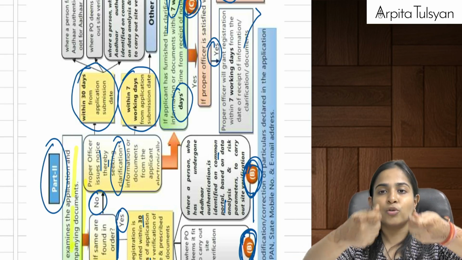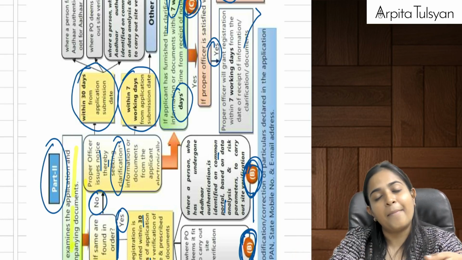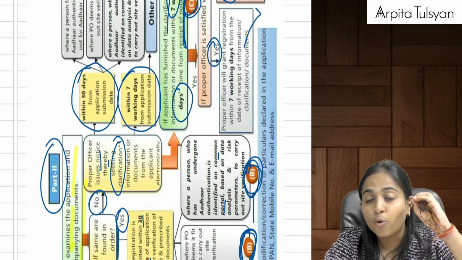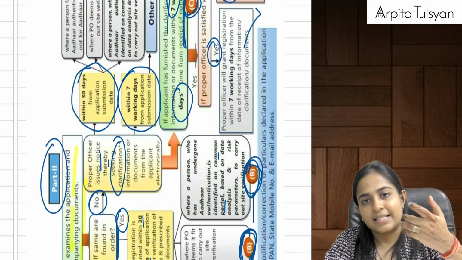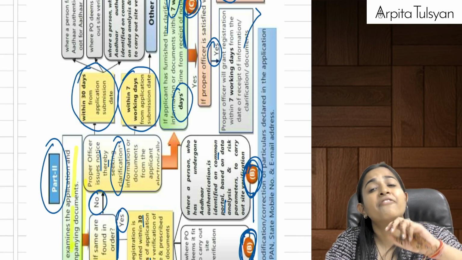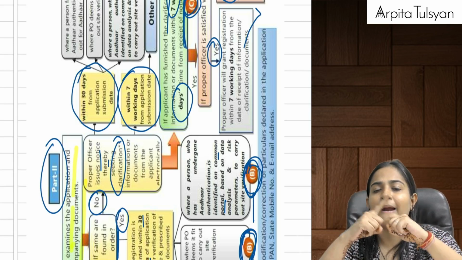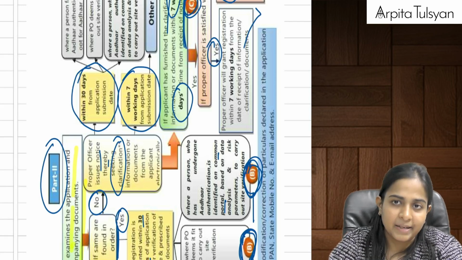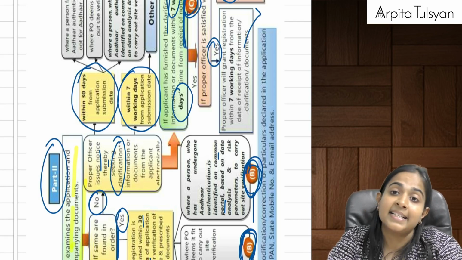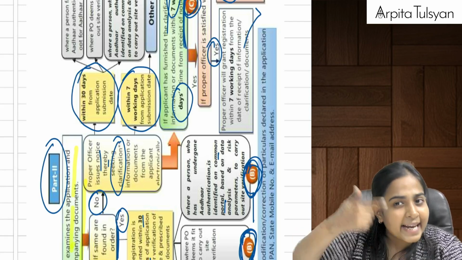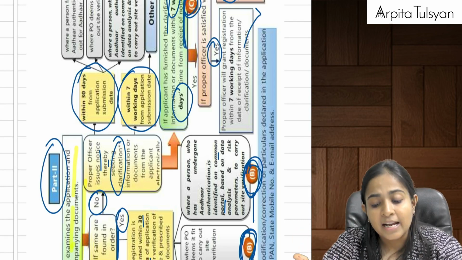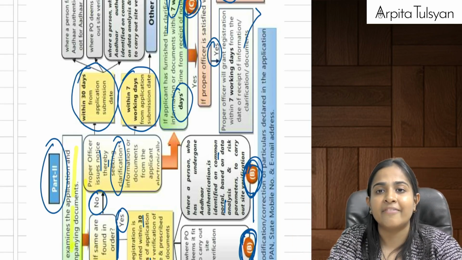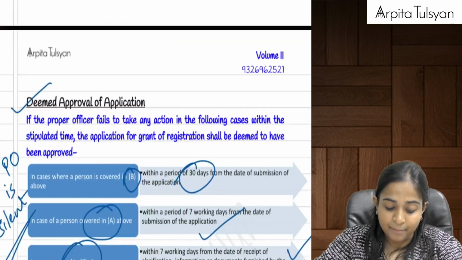Once they issue me a notice, I have to reply to them within a time period of 7 working days. If I don't reply, then they will reject my application. If I reply, but that is a nonsense, unsatisfactory reply, again they have the right to cancel my application. If I reply and that is a satisfactory reply, then within the next 7 days the proper officer will have to grant me the registration. If it does not grant me within the next 7 days, it is considered as deemed approval.